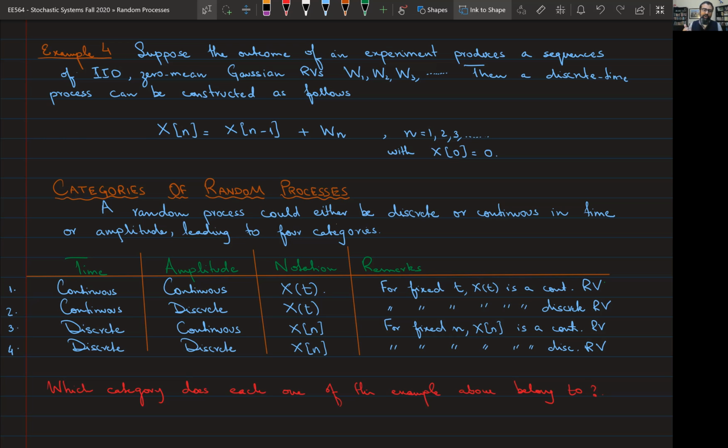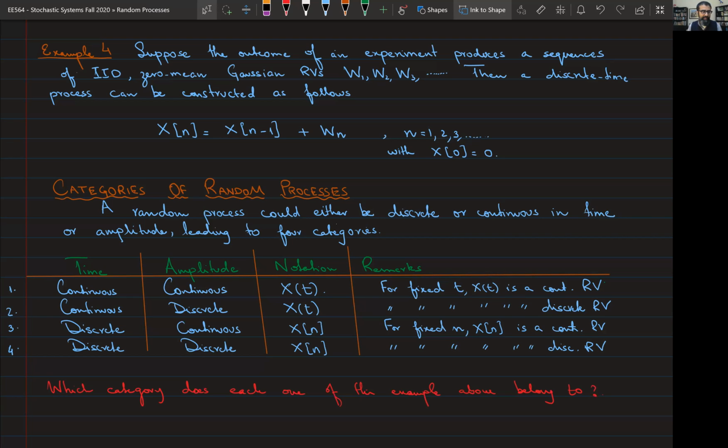Okay. Now, there's an additional categorization, which is in terms of the amplitude, right? The random process can not only be discrete or continuous in time, but it can also be discrete or continuous in amplitude, which gives rise to four categories of random processes that we can come across, right? The first one is time is continuous, the amplitude is continuous, and I'm going to use notation x of t for that. What that means is for a fixed time t, x of t is going to be a continuous random variable, okay?